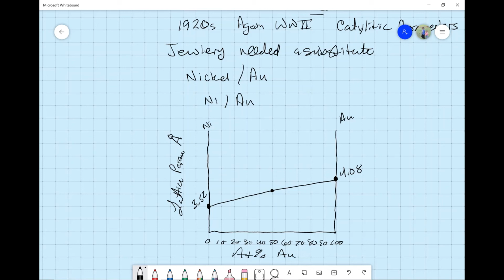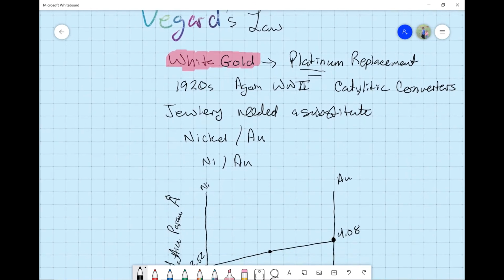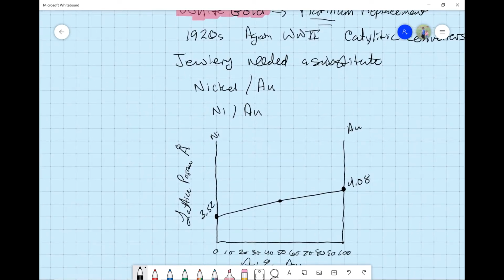So based on Vegard's law, the lattice parameter of a 50-50 mixture, assuming that things diffused into some sort of substitutional diffusion type of mechanism, would be roughly 3.8 angstroms for a 50-50 mixture. And so that's kind of a practical use of Vegard's law.